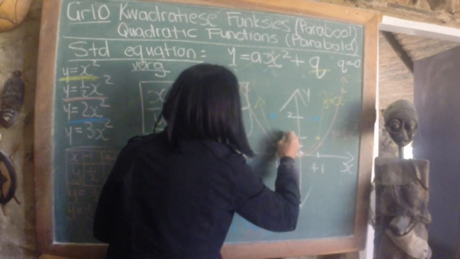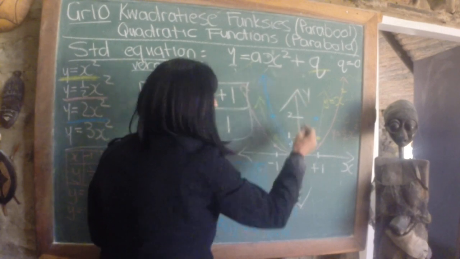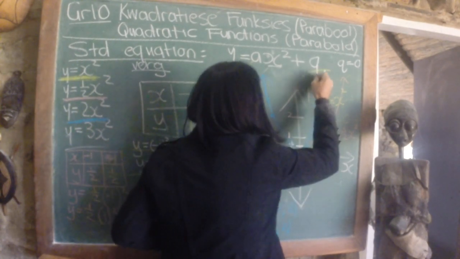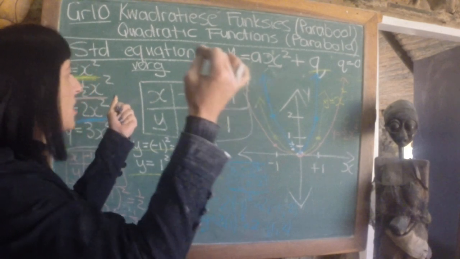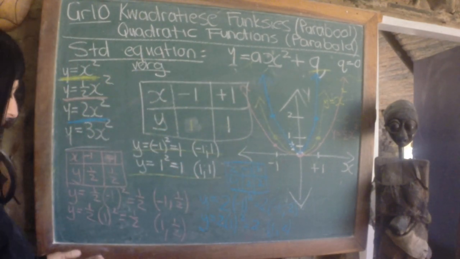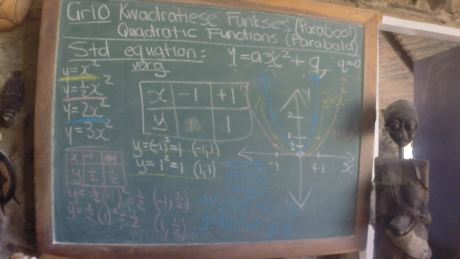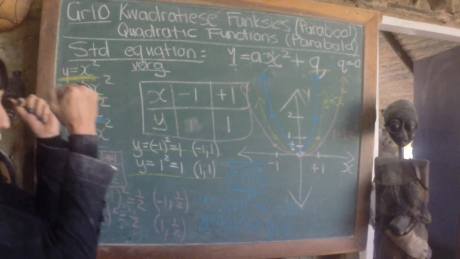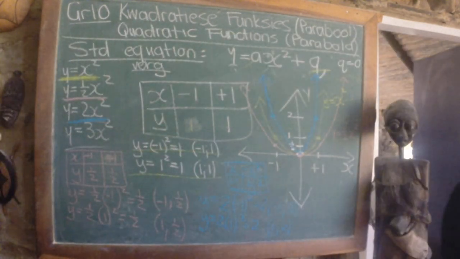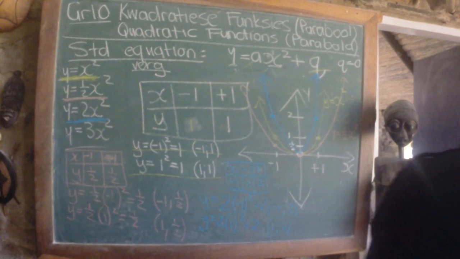So kyk wat gebeur met hierdie arms. If the A value grows bigger, the arms goes closer to each other. Sien julle dit? Hoe groter my A, druk hy hom nader aan mekaar. So let's draw, let's get another color chalk, the red one.